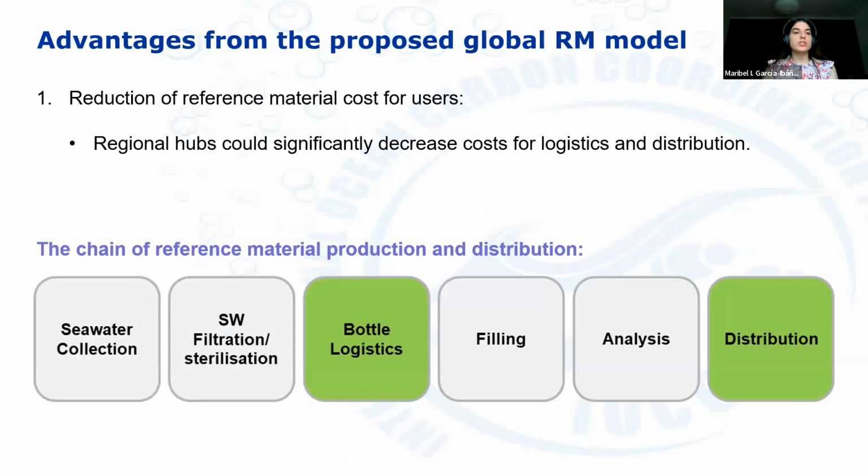So what are the advantages of the proposed model of production and certification of reference materials that we have discussed until now? The first of them is the reduction of the cost for the users, because most of the cost of the reference materials comes from shipping, as the seawater comes in borosilicate glass bottles that represent 40% of the weight of the reference materials, making it cheaper if they are supplied from a local producer than if they come across the globe.